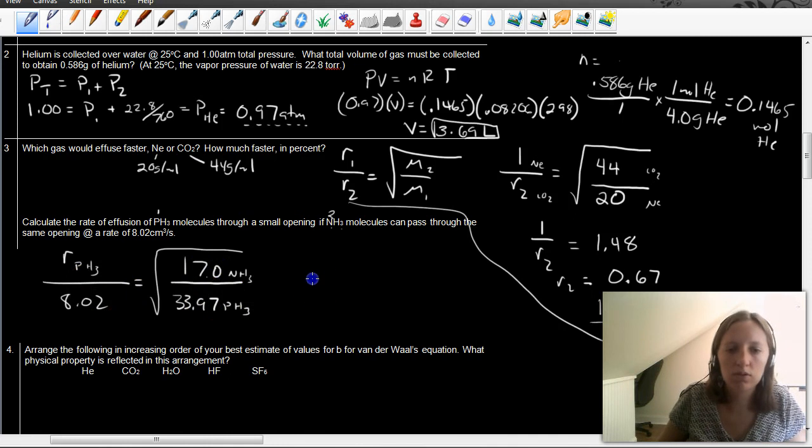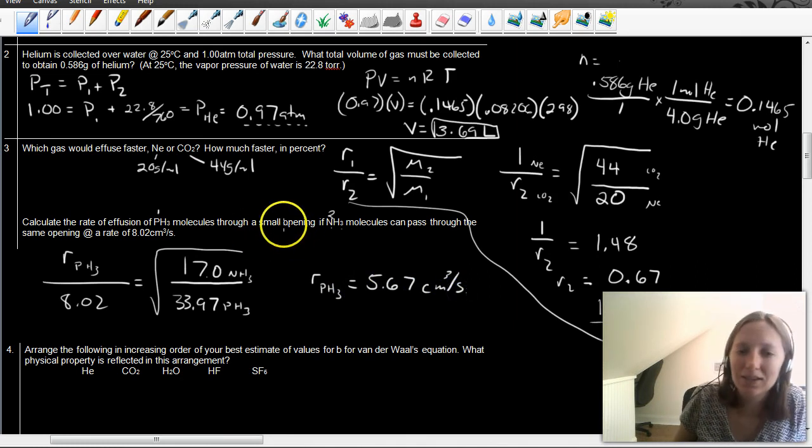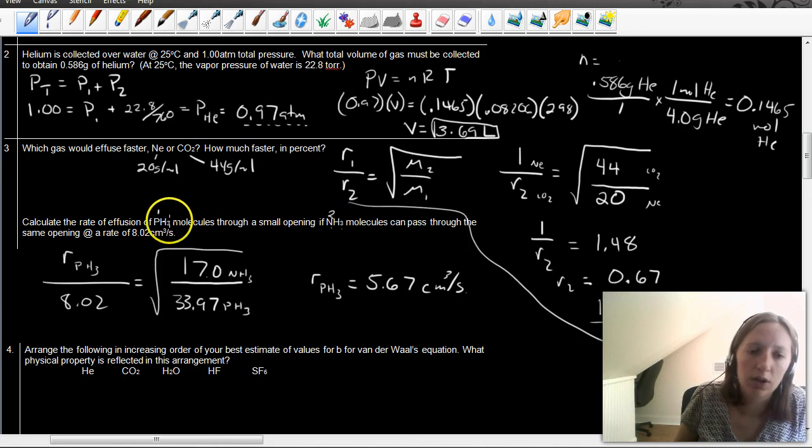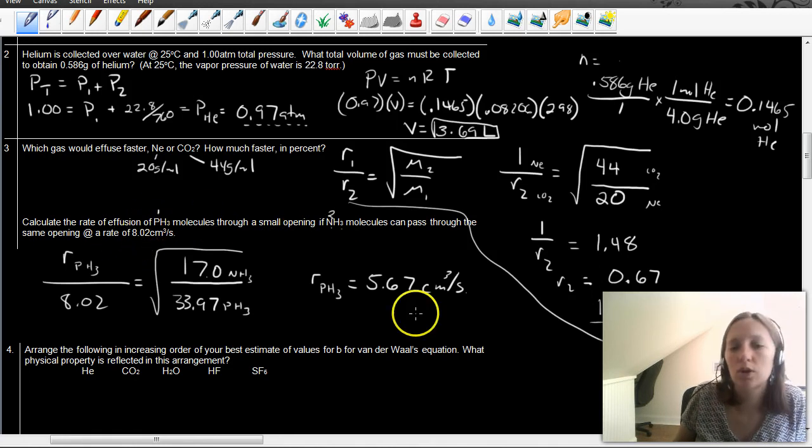And that gives you the rate of pH 3 is equal to 5.67 centimeters cubed per second. And to consider whether that makes sense, the small molecule is ammonia, the large molecule is pH 3. The small molecule goes faster, and it's showing 8.02, and the large molecule should go slower at 5.67, so that is correct.